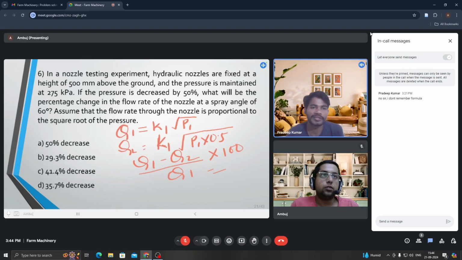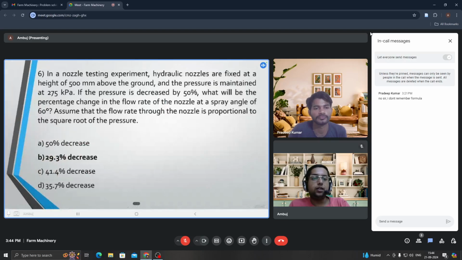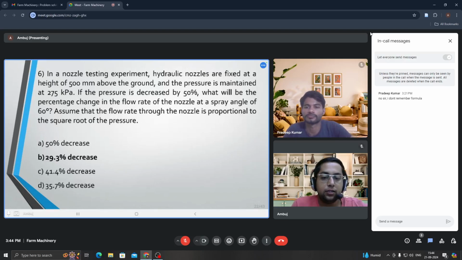Option B, 29.3%. Yes, very good. It is indeed correct. 29.3 percent is the percentage of decrease.